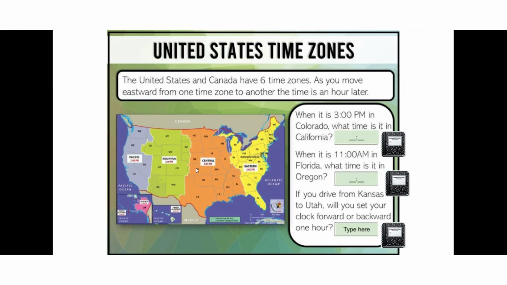And if we start in Kansas and we drive to Utah, we're starting in the central time zone and we are ending up in the Mountain time zone. You're going to have to move your clock 1 hour back.